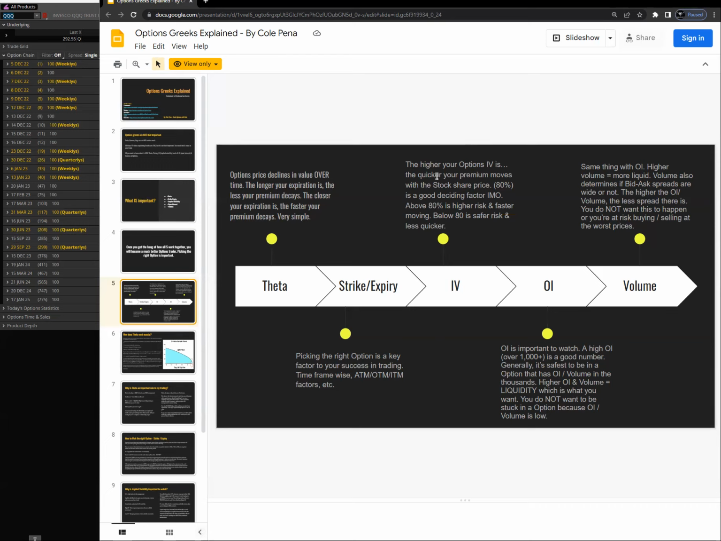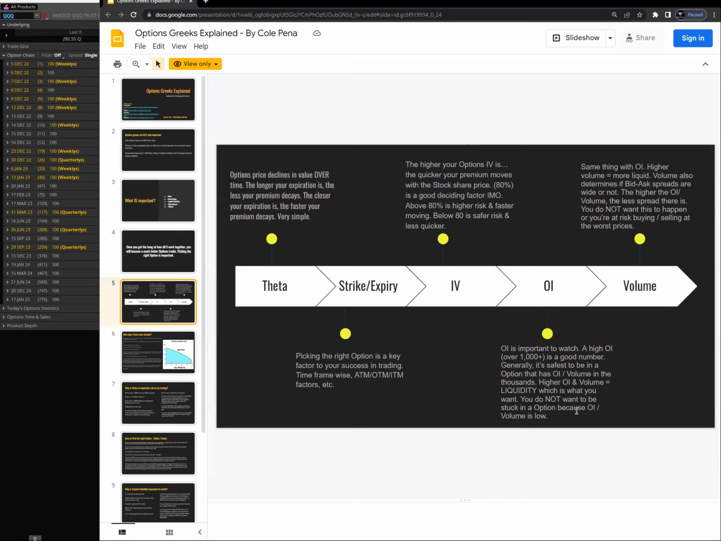Next is OI, which is open interest. We will explain that later in the slides. Once again, open interest is important to watch. A high OI of 1,000 plus is a good number. Generally, it's safer to be in an option that has higher OI and volume in the thousands. Higher OI and volume equals liquidity, which is what you want. You do not want to be stuck in an option where you can't sell or can't buy when the move is happening because OI or volume is low.